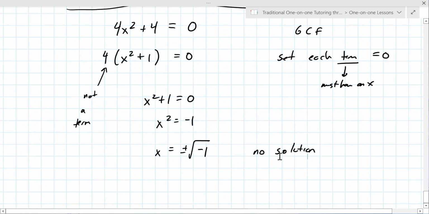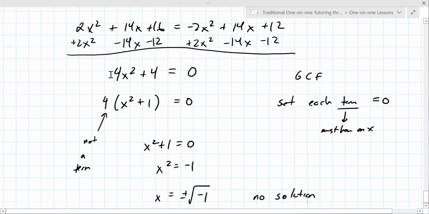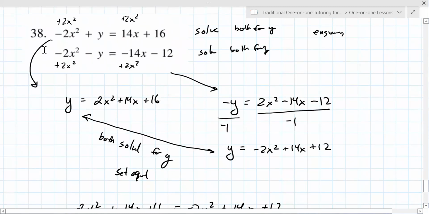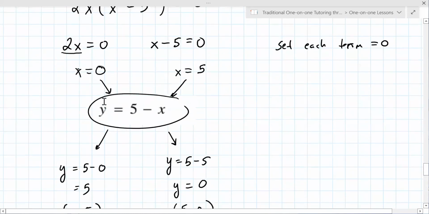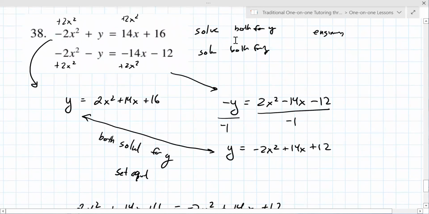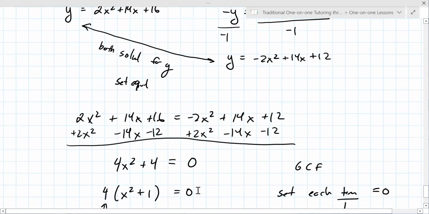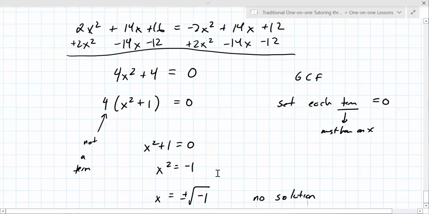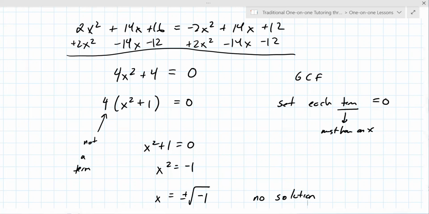Maybe it's frustrating. We did all that work to get no solution. Maybe we could have seen that from the beginning. Yes, we could have, but your path for doing problems like 37 and 38 is to substitute, solve both for y, and really work them out the way we just did. That's what's going to work 80% of the time on these tests.